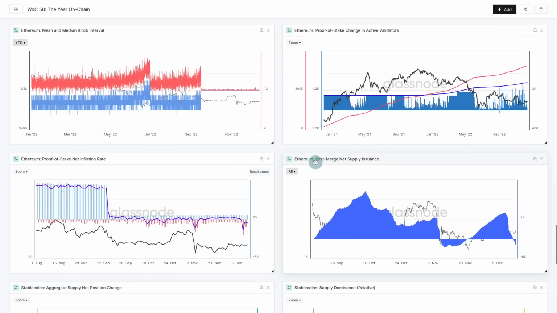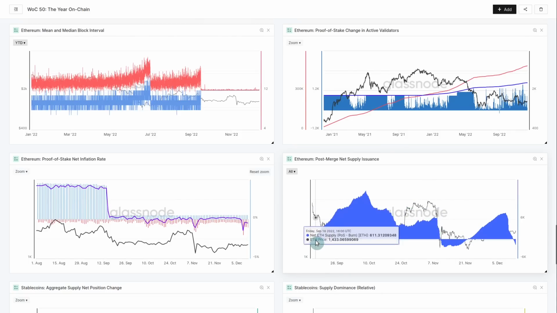So this chart here is looking at the total net ETH issued since the merge. So here's the merge here on the 15th of September. We saw a peak issuance of about 14,700 ETH. We saw peak deflation of about 2,400 ETH, and we have, as of yesterday, crossed over into minus 1,800 ETH. So it has been deflationary net since the merge went live.